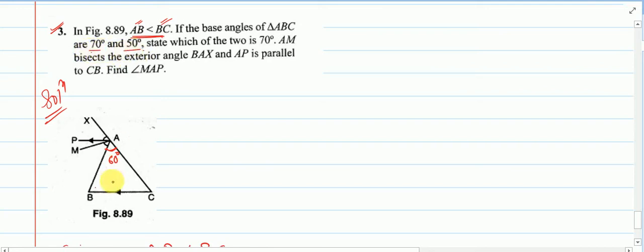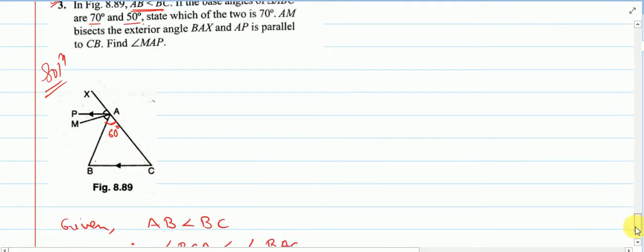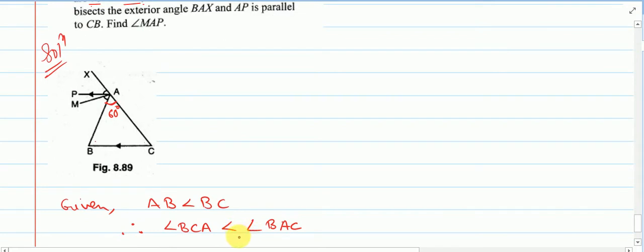70 and 50. Now where to write 70 and where to write 50? That decision has to be taken according to this. Here it's saying that angle BCA, that means this angle, has to be smaller than this angle. So we have choices between 70 and 50. Which one should I put over here, 70 or 50, so that this condition is also satisfied? Obviously I should put 50 over here, so this has to be 70.